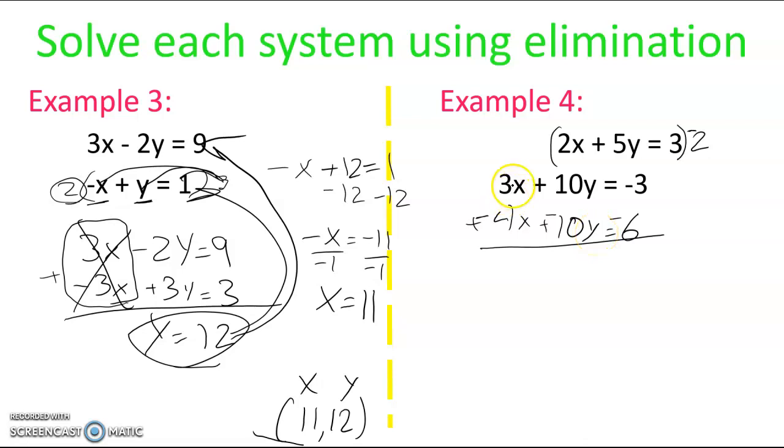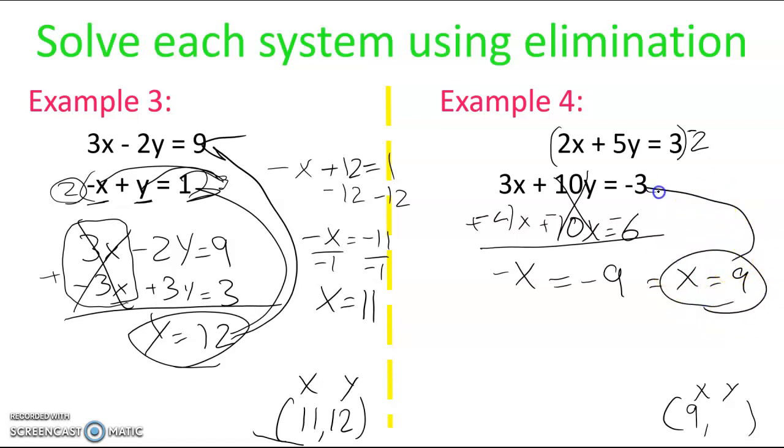So now I'm going to add the 3x and the 4x. I'm going to get a negative x. I add the 10y's together. Those are going to cancel out, and then I'm going to add the negative 3 and the negative 6 to get myself a negative 9. And just as I did over here, I'm going to divide by negative 1 to get x is equal to 9. Okay, I'm going to write these over here. I'm going to get x is equal to 9.